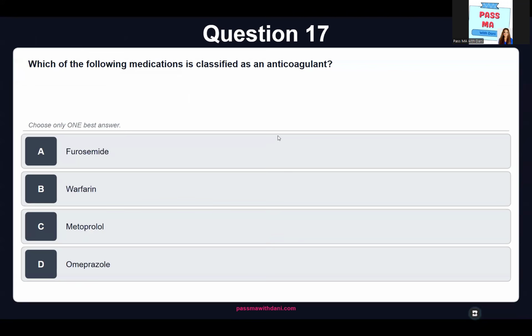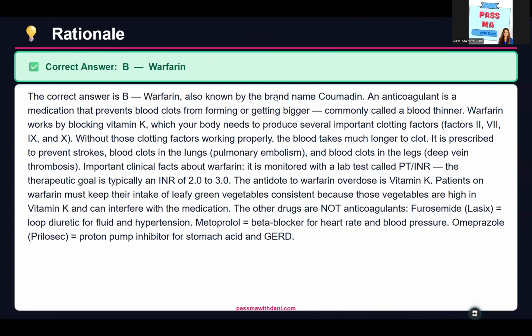All right, moving on. Question 17. Which of the following medications is classified as an anticoagulant? Is it A, furosemide, B, warfarin, C, metoprolol, or D, omeprazole? Again, an anticoagulant. For question 17, if you said B, warfarin, then you are correct.